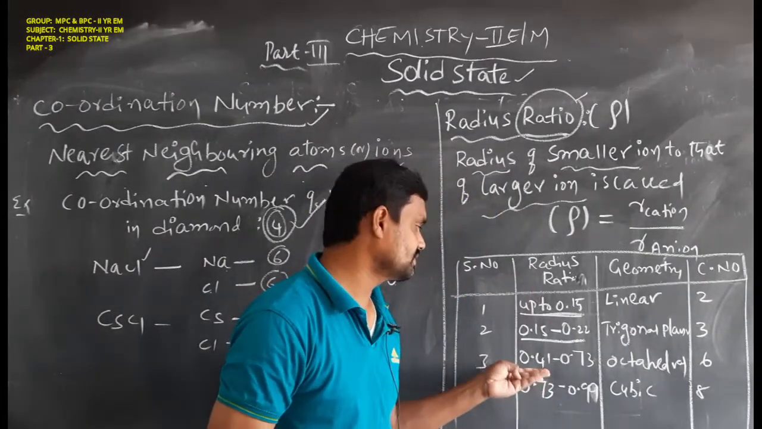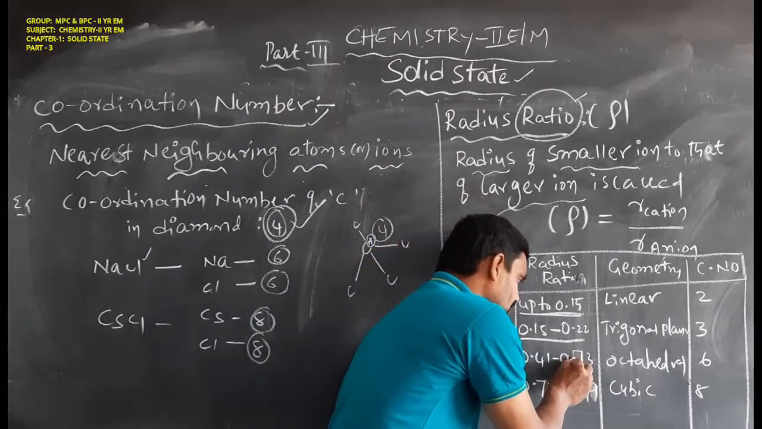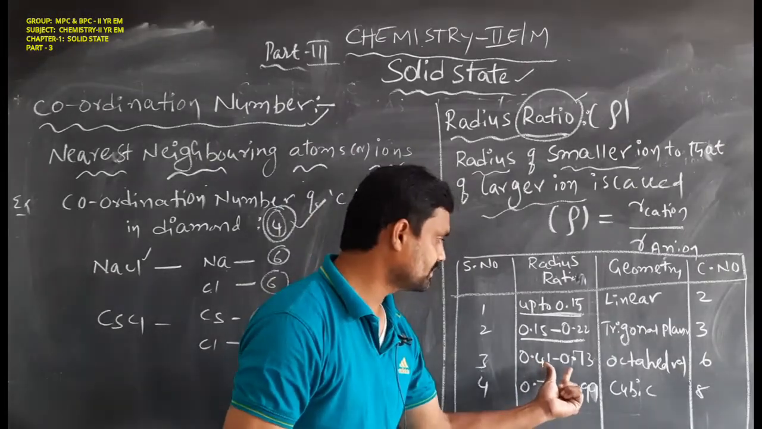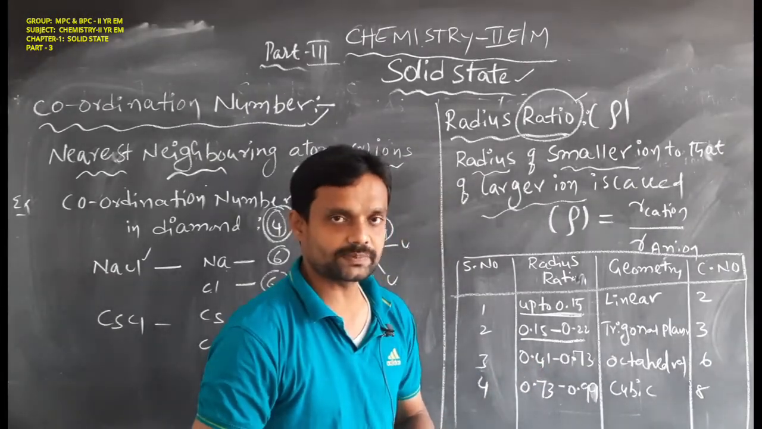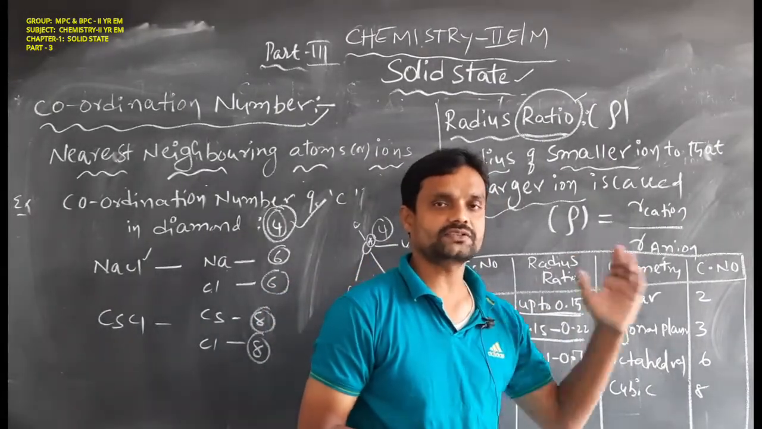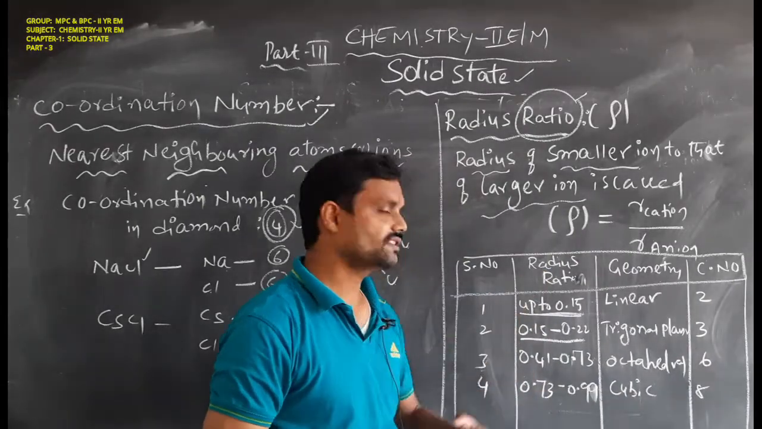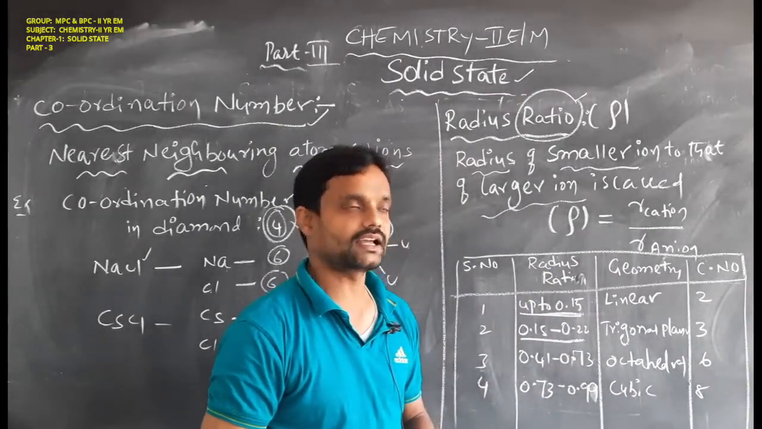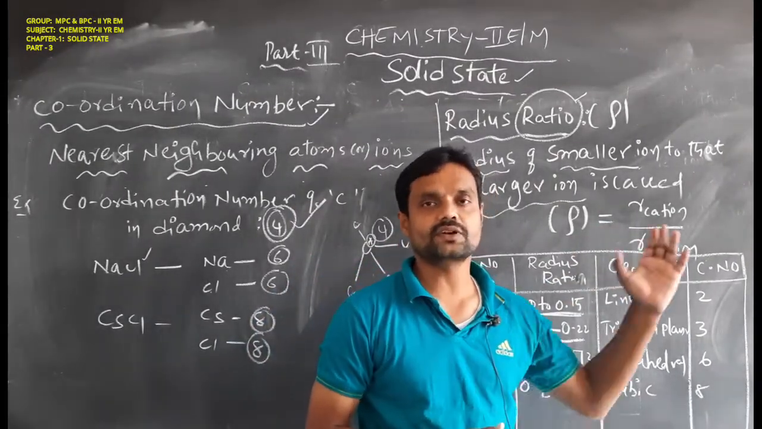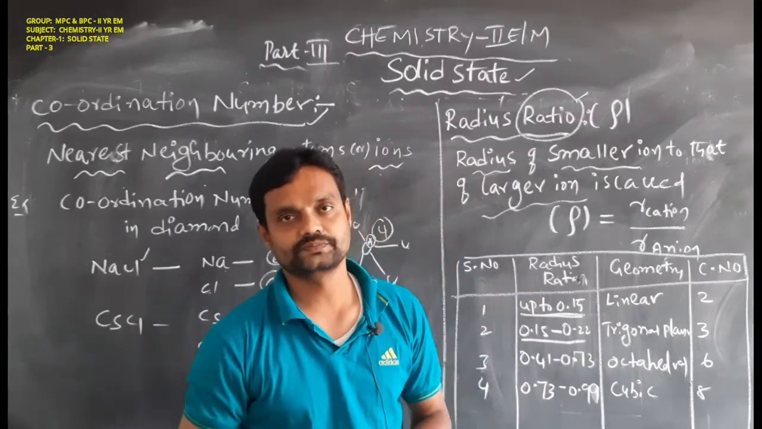If the radius ratio is between 0.41 and 0.73, then the geometry is octahedral and its coordination number is 6. If the radius ratio is 0.73 to 0.99, then the geometry is cubic and its coordination number is 8.